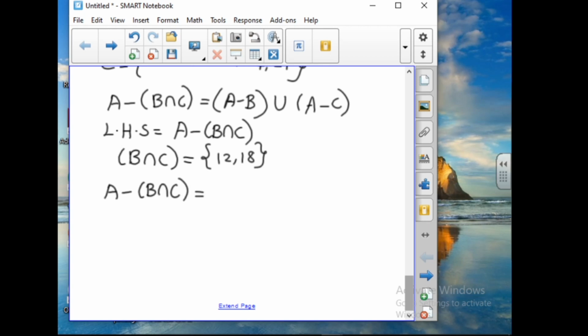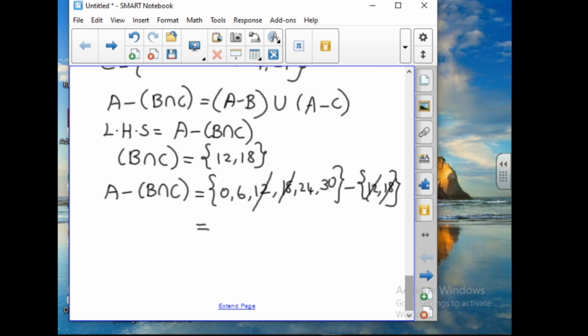That means first you should take A set. A set is 0, 6, 12, 18, 24 and 30. From this you have to eliminate the set elements 12 and 18. So 12 also is there, 18 also is there, so you can eliminate. So what are the remaining elements of A set? 0, 6, 24 and 30. This is your equation number 1.